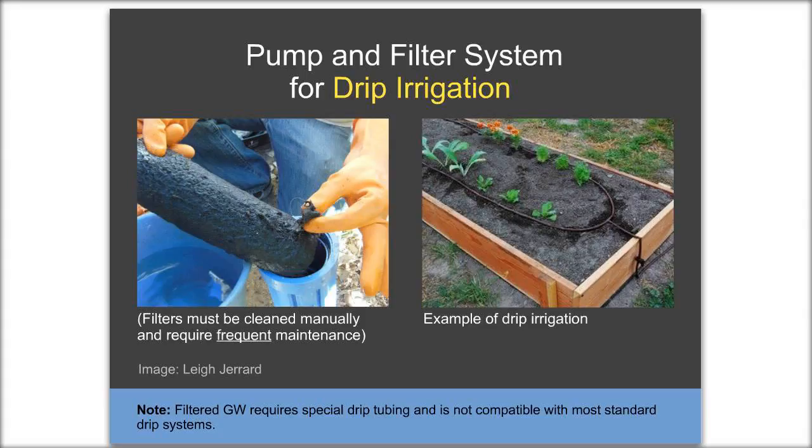You should know that even if you have filtered gray water, you need to use special drip tubing, and in general, filtered gray water is not compatible with most standard drip systems. So if you have a drip system in your home, most likely you're going to need to replace it or alter it somehow to make it compatible with gray water. Filtered gray water is still dirtier than the municipal supply.